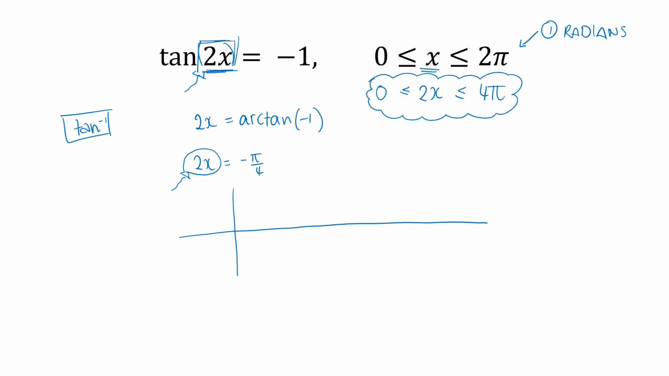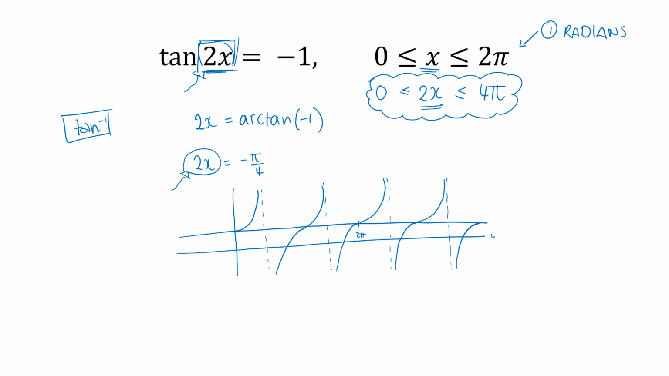So the point about changing this is that I didn't have to think about graph transformations, but I now have to sketch tan up to 4 pi. So there's pi, 1.5 pi, 2 pi. Carrying on, 3 pi, 4 pi. And we're asking, where does this tan graph intersect with the line y equals minus 1? So it's going to be somewhere here. There's y equals minus 1.